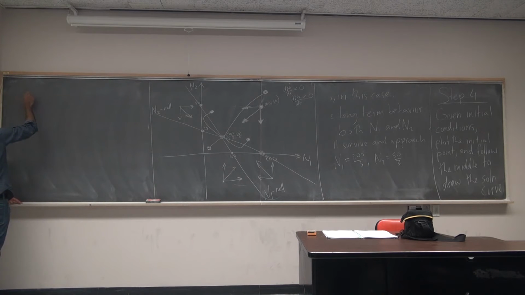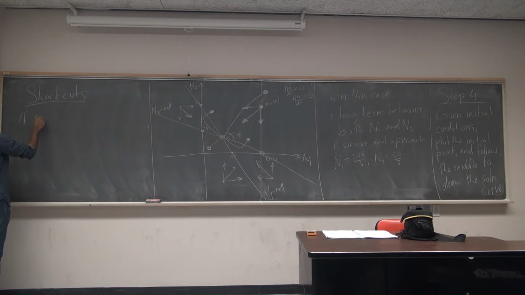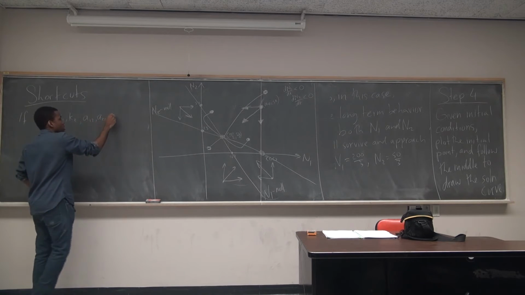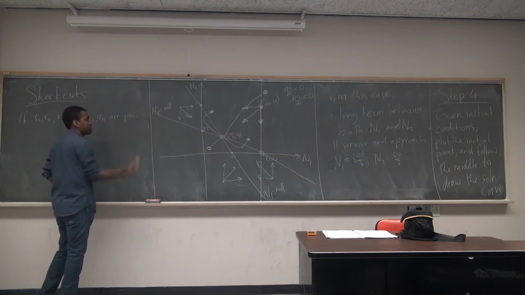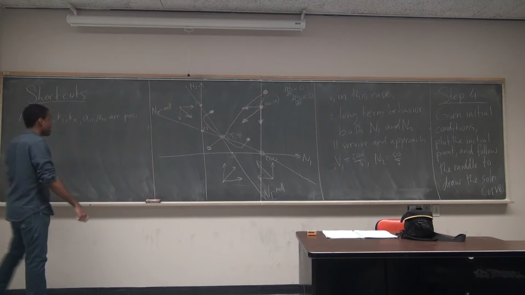Before we start, some shortcuts, because this can take forever. It turns out you can actually predict the behavior to some extent. If your R1, R2, K1, K2, well, these obviously have to be positive, but A1,2 and A2,1 are all positive, which they are. I'm not going to ever make them negative. So that's pretty much, this means always.